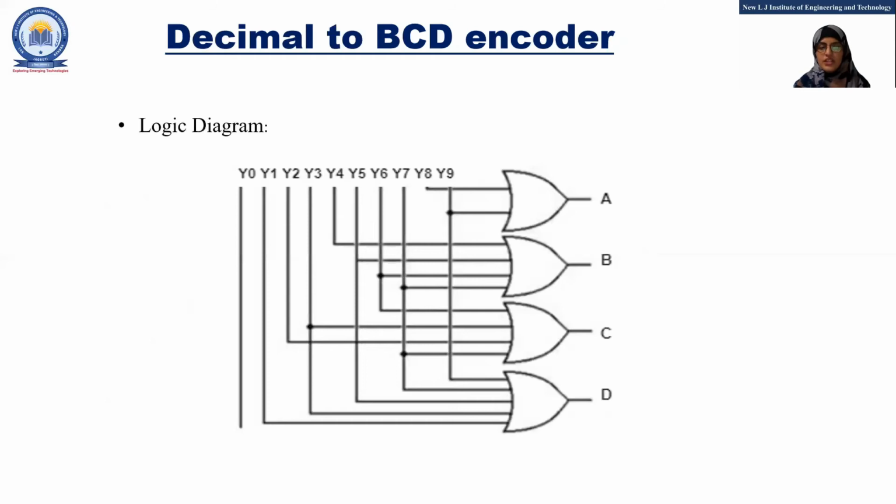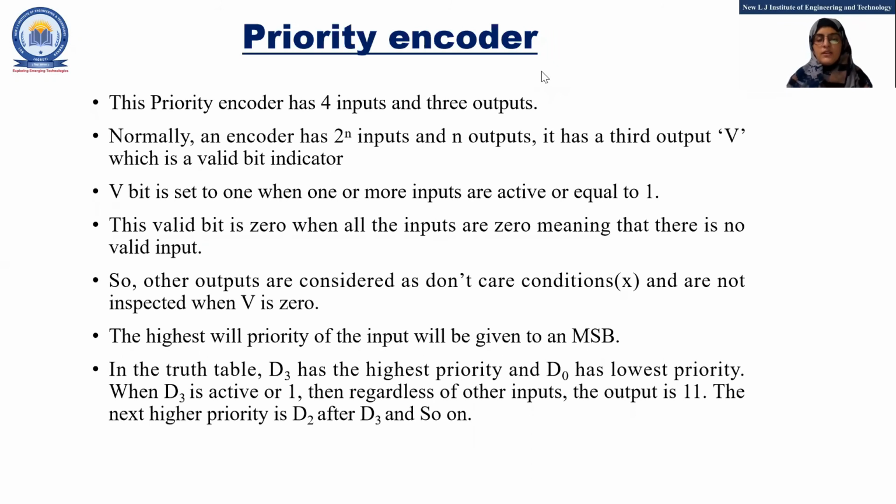As per the equations, we have to make the logic diagram of the decimal to BCD encoder. Here Y0 is not connected to any line because it is not present in any of these equations. So for equation A, Y8 and Y9 are connected to the OR gate. Same for equation B, equation C and equation D. So this is how we will generate the decimal to BCD encoder outputs, which will be A, B, C, D, a 4-bit output. Next is the priority encoder.